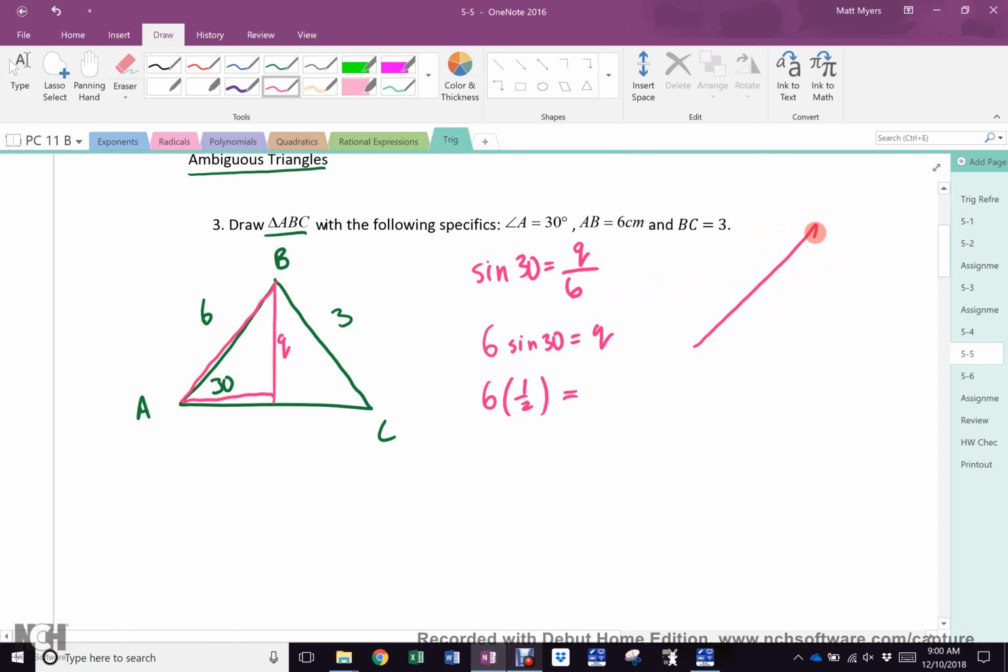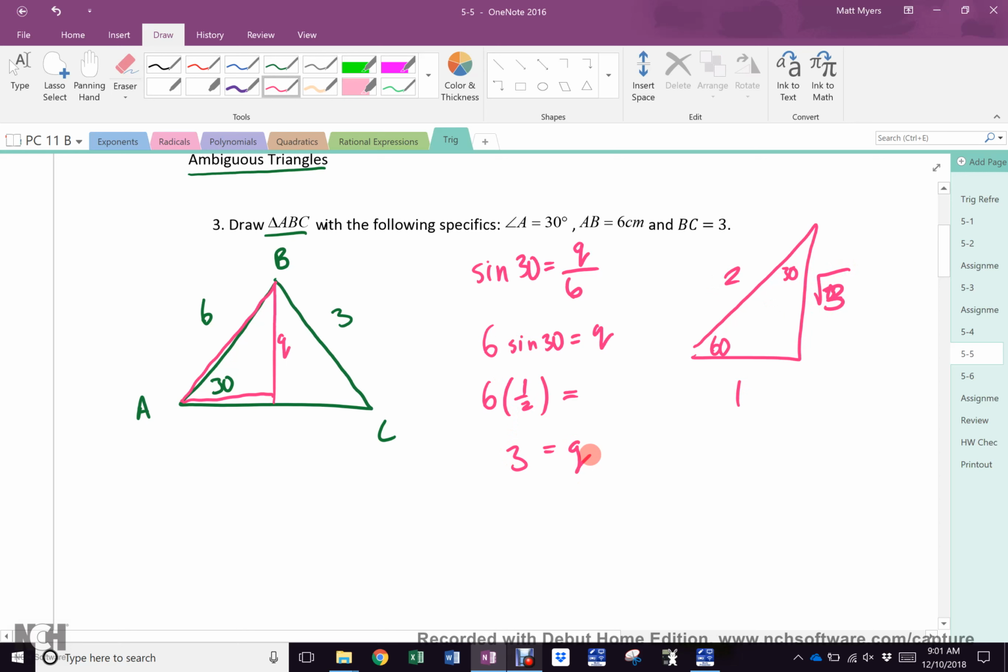Let's draw this properly. 60, 30. This is 2 opposite. No, it's not 1/2. It is 1/2. But why am I drawing that wrong? This should be the 1. Oh, because it's sine 30. Root 3. There we go. Sine 30 is 1/2. Yeah, everyone's cool? Okay, so what is 6 times 1/2? 3. 3 equals Q.